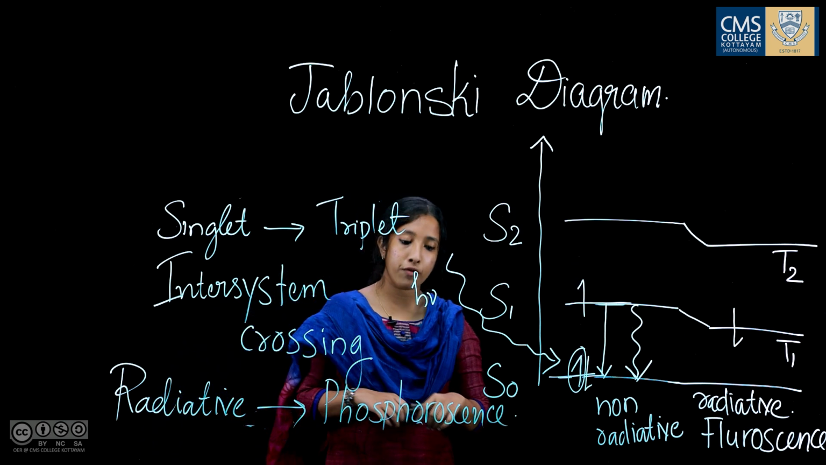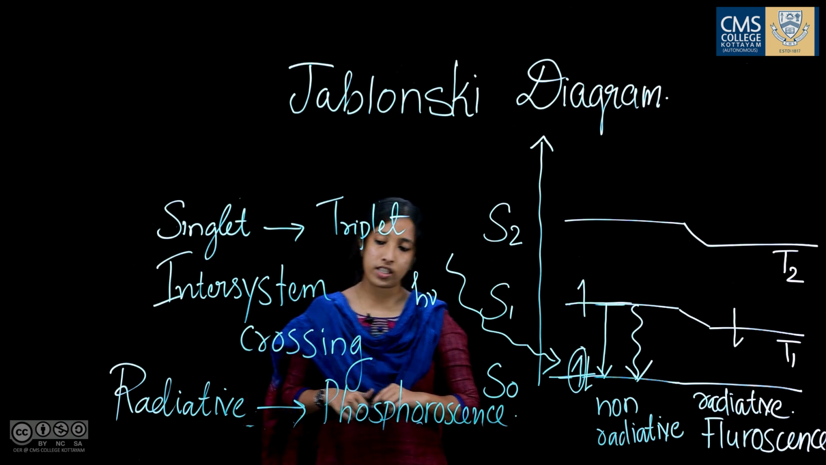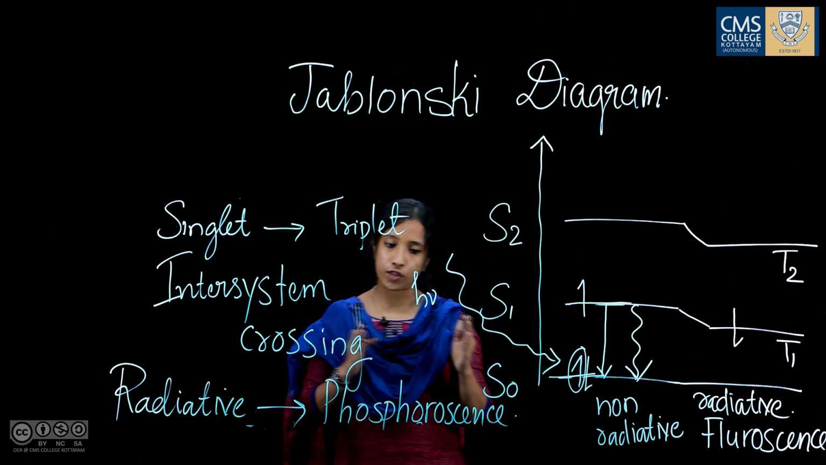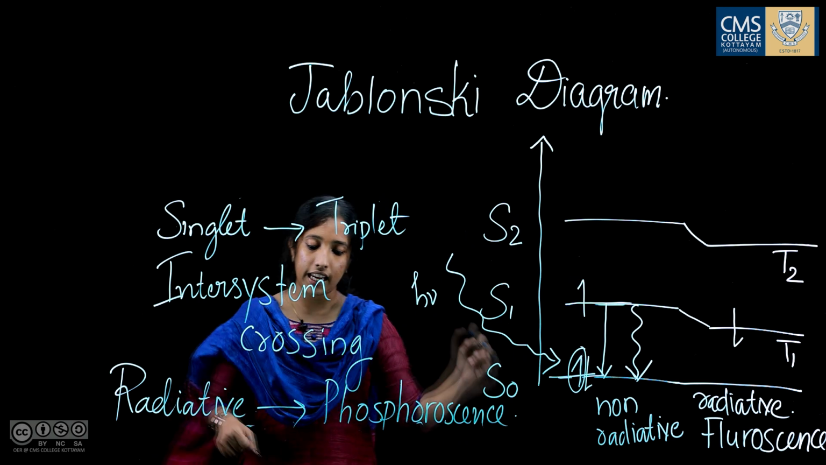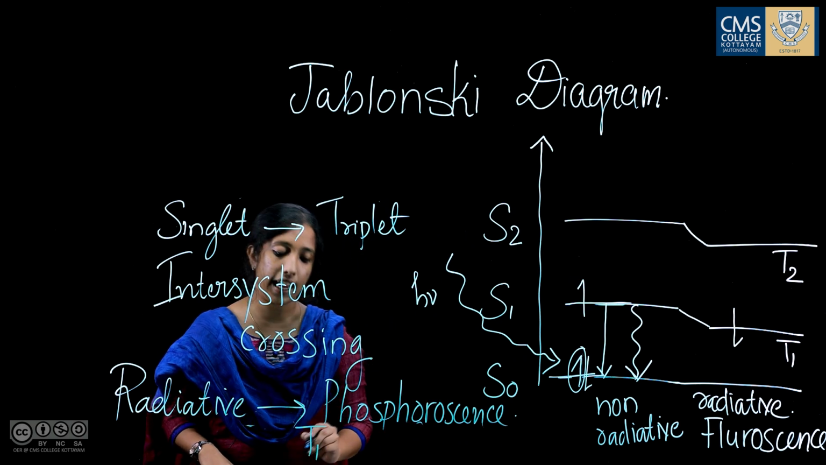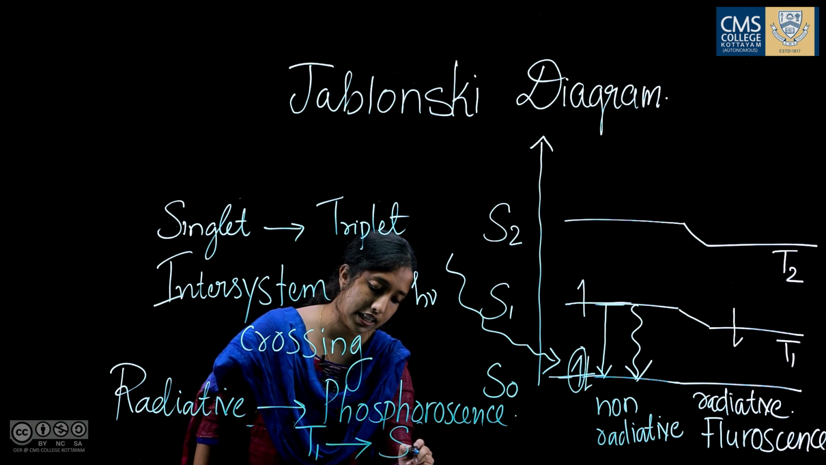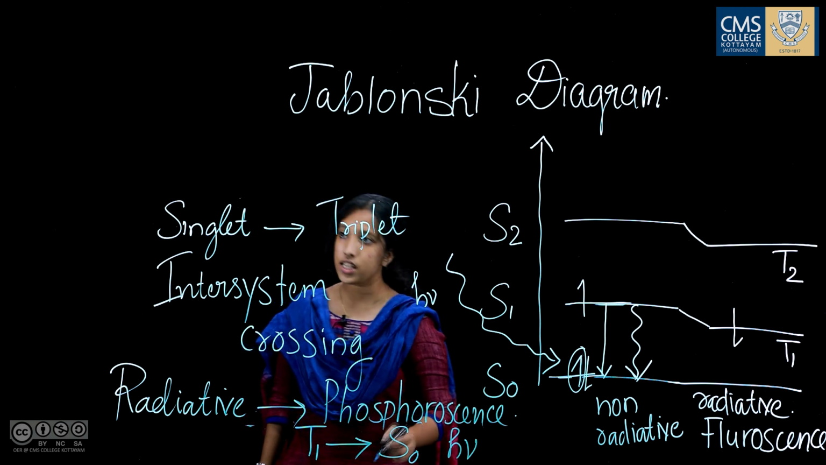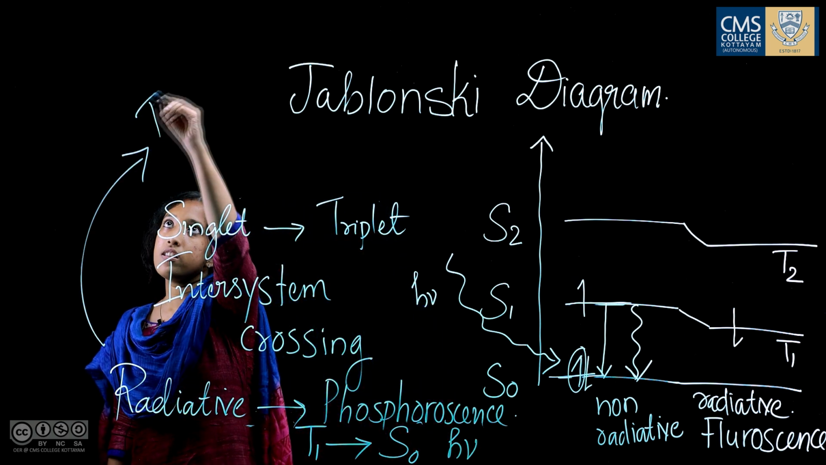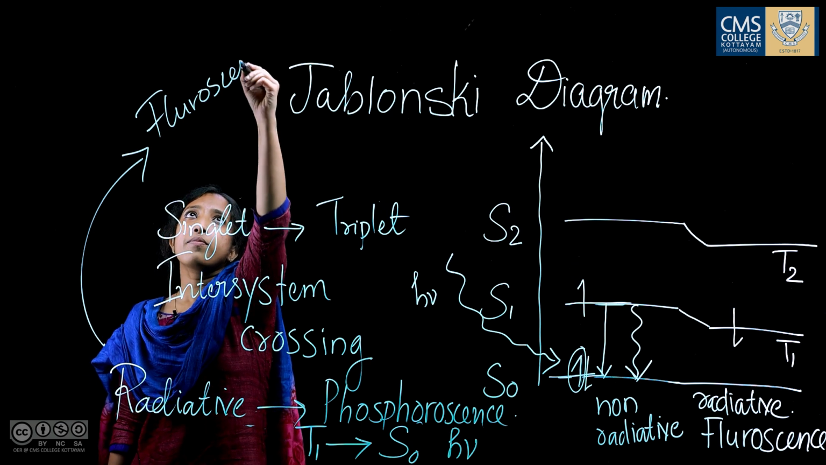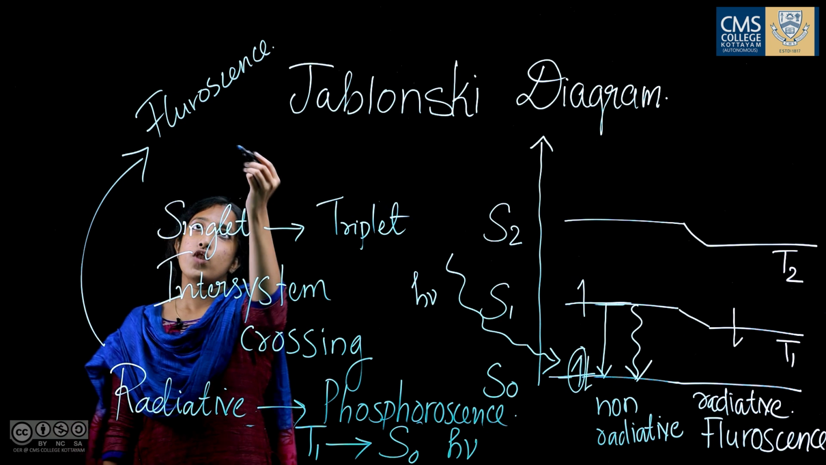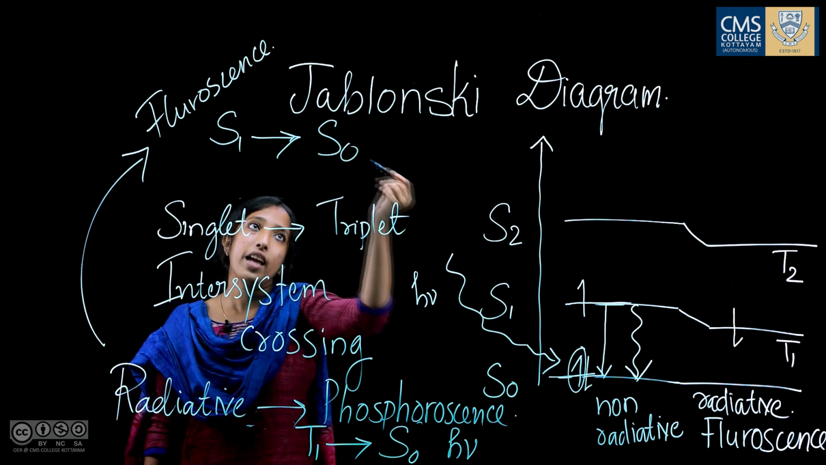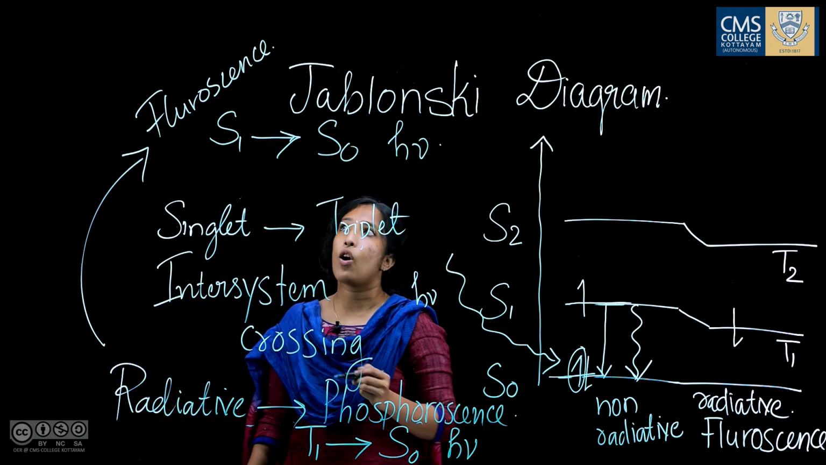Let us see the difference between fluorescence and phosphorescence. Fluorescence and phosphorescence are both radiative processes. The major difference is that in phosphorescence the electron changes from the excited triplet state to the ground singlet state with the emission of light, and this process is called phosphorescence, whereas fluorescence is also a radiative process where the electron jumps from the excited singlet state to the ground singlet state with the emission of light, and this is called fluorescence.